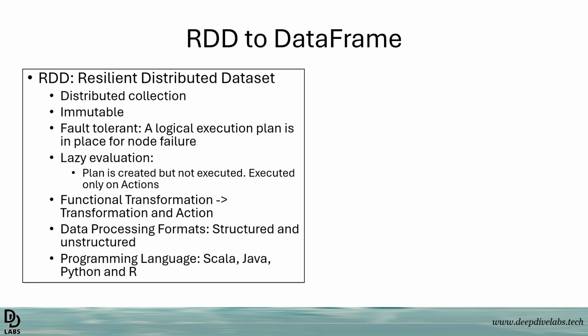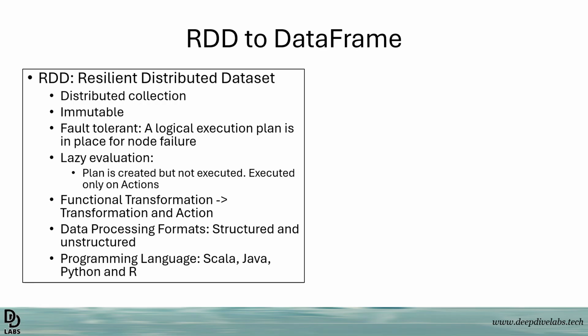RDD, which is the fundamental data structure in Spark, stands for resilient distributed data set. So it's a distributed collection, right? We have seen that in module 1. You can see the collection is distributed across the multiple nodes within Spark. It's immutable, meaning you cannot change it. So you can transform it and create another RDD. You can filter and create another RDD. So there are multiple processing operations that you can do on it, but in and of itself, it is not changeable.